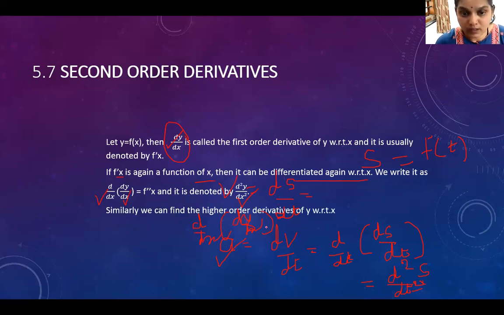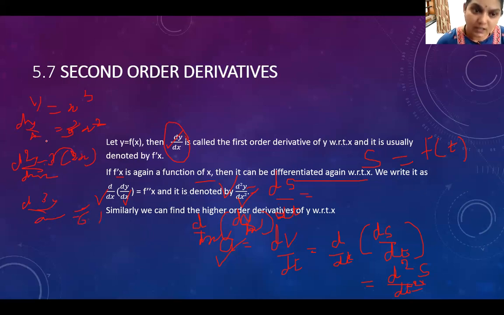Now, similarly, we can find further. Suppose I have y is equal to x cube, then its first order derivative dy by dx will be 3x square. Once again, if I differentiate, 3 is a constant, the derivative of x square will be 2x. This becomes the second order derivative, d square y upon dx square. If you want still higher order, you can differentiate further, that is d cube y upon dx cube. Already I have 3 twos are 6, and the derivative of x is 1.